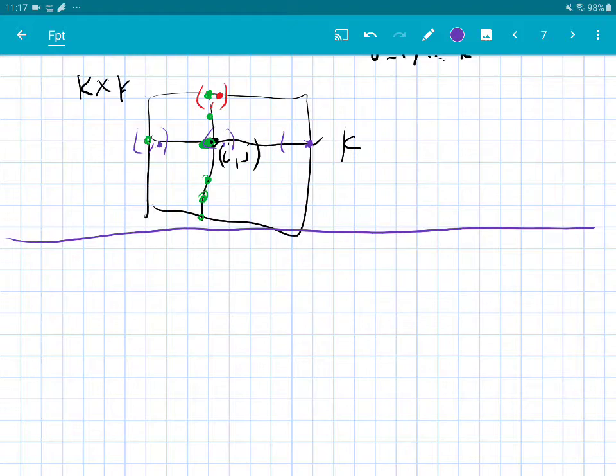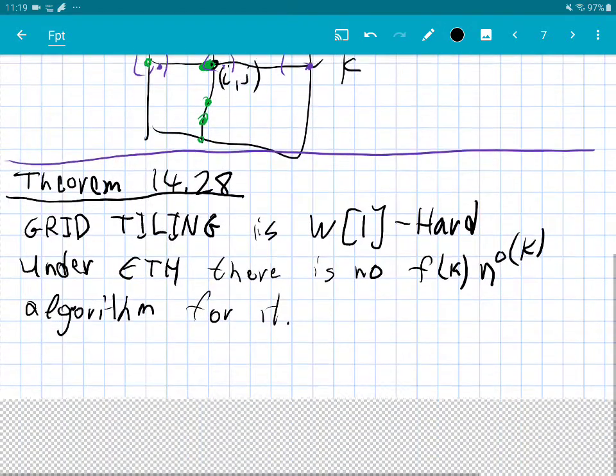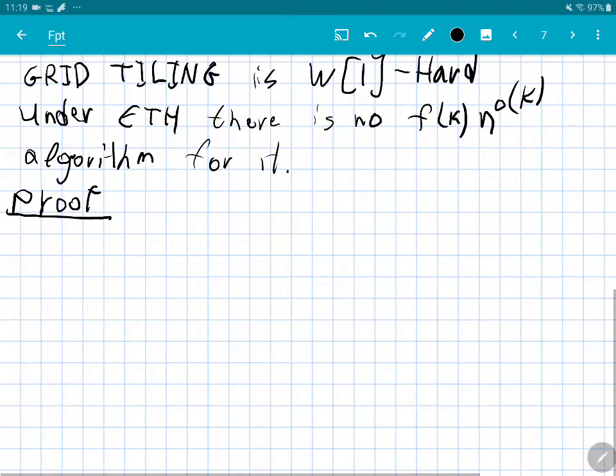And the claim is that this problem is as hard as clique, as far as the complexity, where the parameter k is, of course, the size of the grid. So the claim is that under ETH, grid tiling is W[1]-hard, and you cannot get an algorithm with running time n to the small o of k for it. And the proof is the regular kind of NP-completeness proof that requires a clever trick.